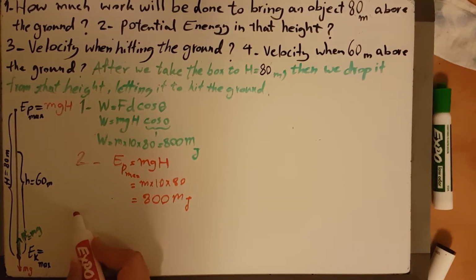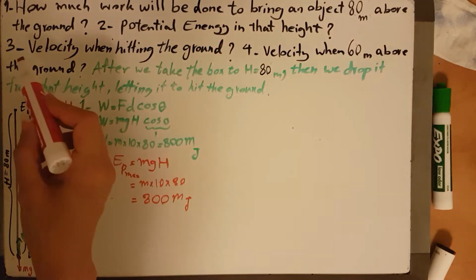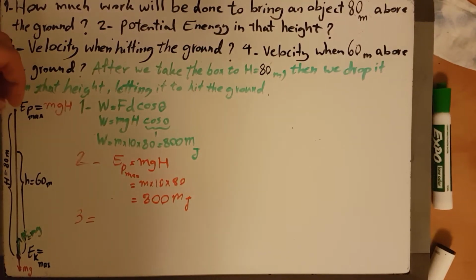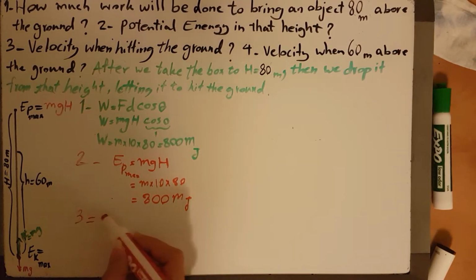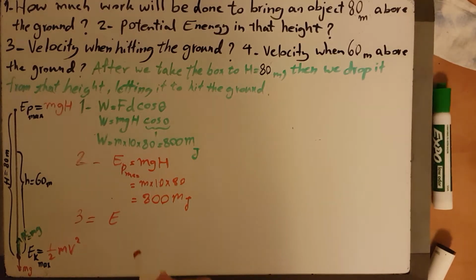The number 3 is asking the velocity when it's hitting the ground, because when I have it here, then I let it drop and it's going to hit the ground with what velocity. I know that that would be actually my maximum kinetic energy, which is half m v square, and this is the maximum v that I have.